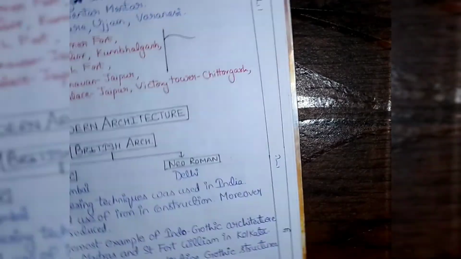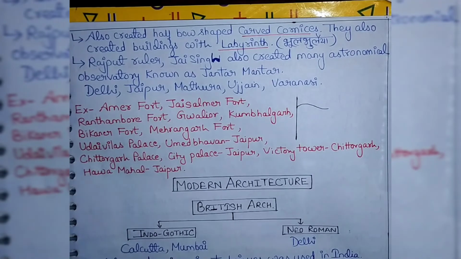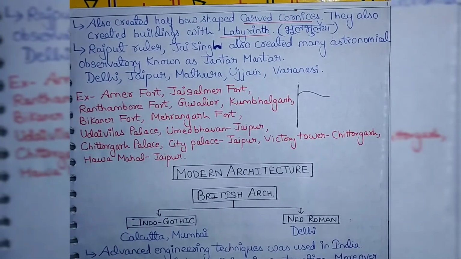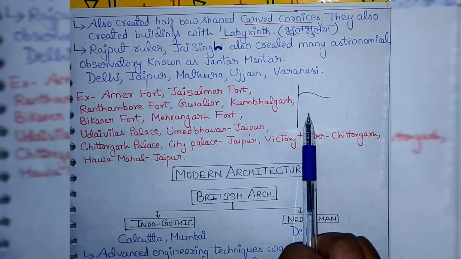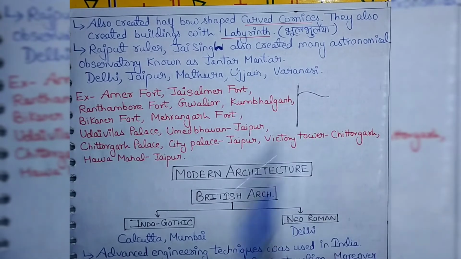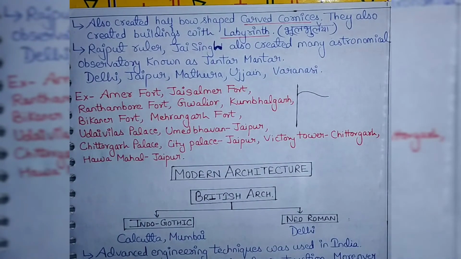So Rajput style of architecture also created half bow shaped carved cornices. Half bow shaped cornices were made. They also created buildings with carved cornices like this, and buildings with a labyrinth, the Bhul Bhulaiya. Rajput ruler Jai Singh also created many astronomical observatories known as Jantar Mantar at Delhi, Jaipur, Mathura, Ujjain and Varanasi.